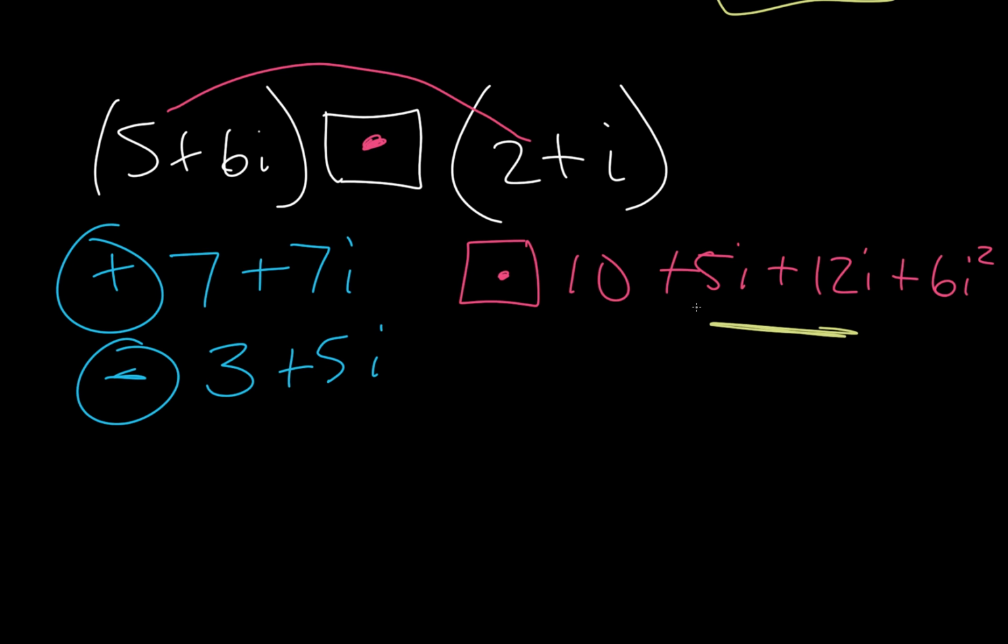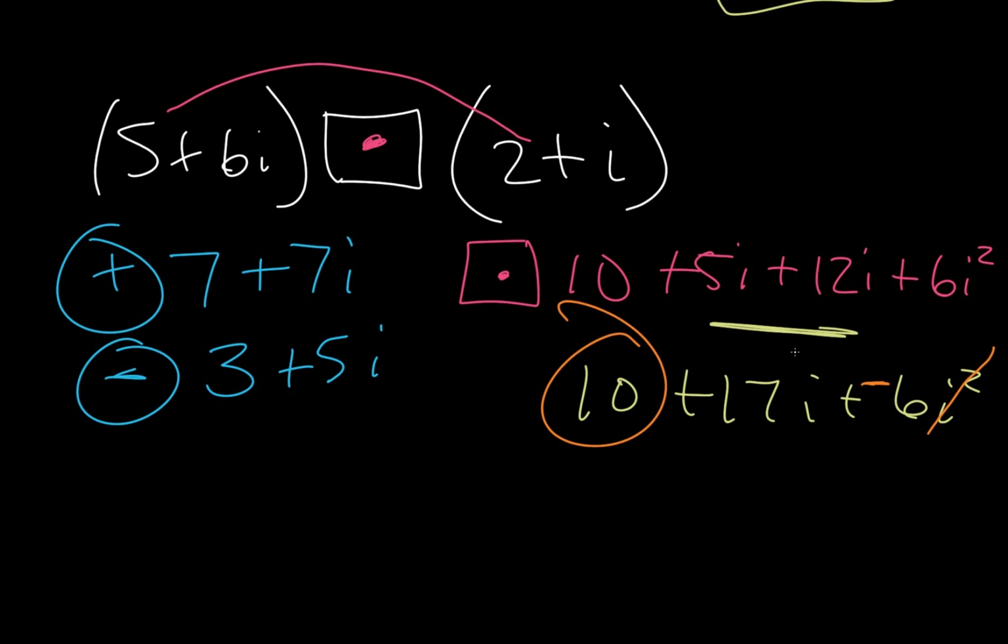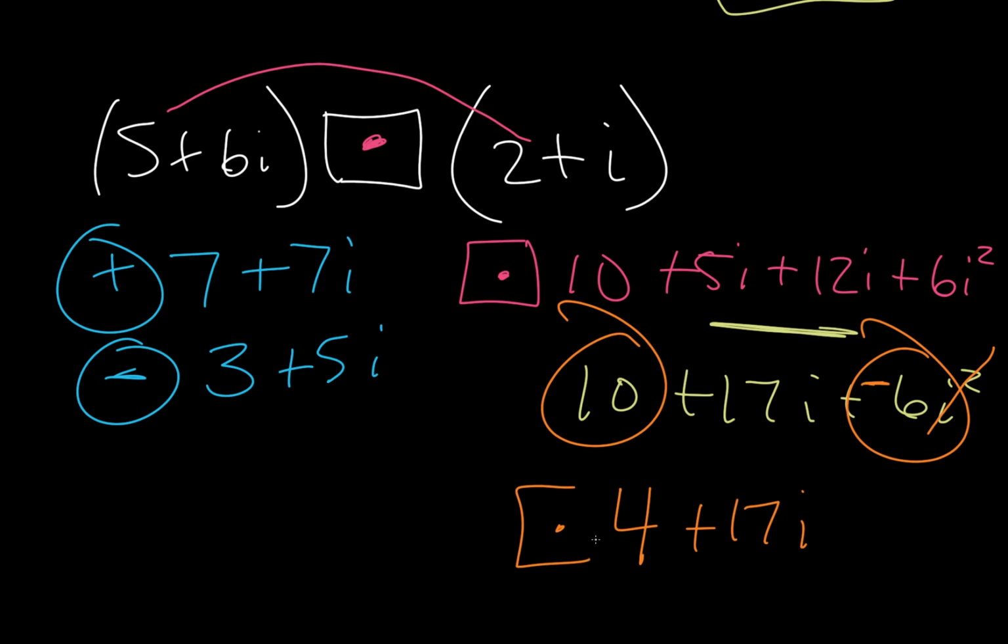Once again, we combine the middle terms. And then we know i squared is -1, so this will turn into a -6. A shortcut you can think of, cross out the i squared, change the sign. So that's going to be a 10 and a -6, which makes 4. And then we still have our 17i. And so our answer for multiplication is that.